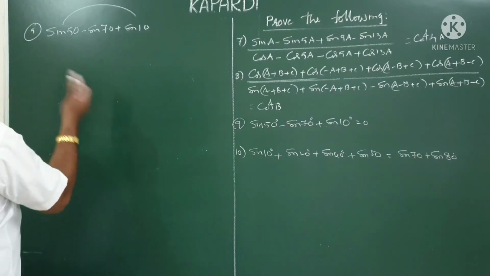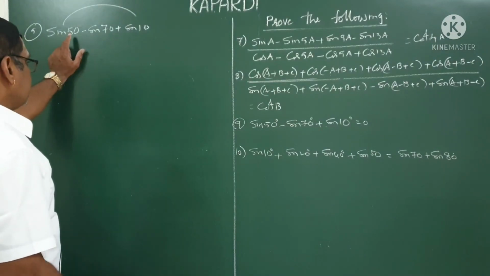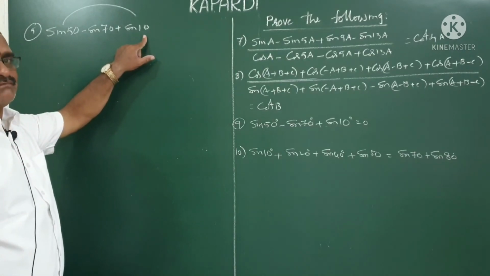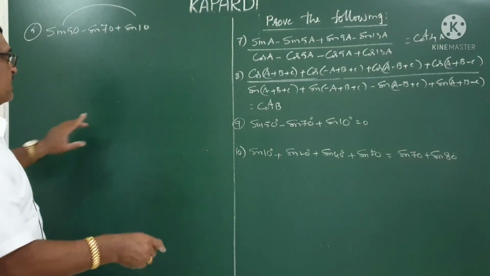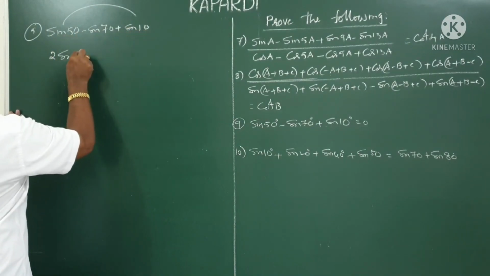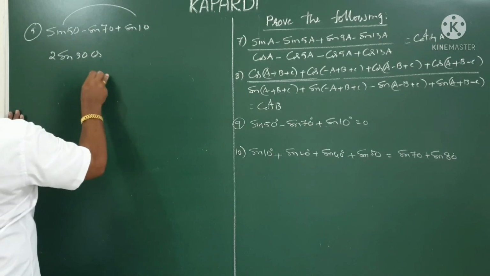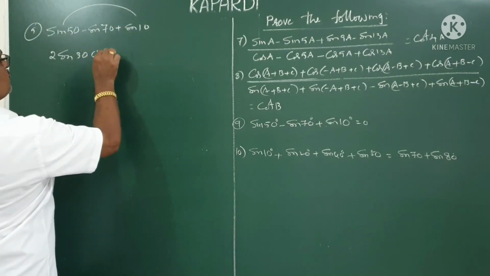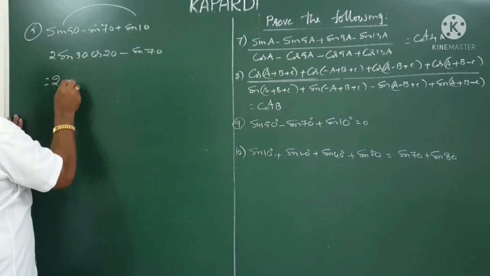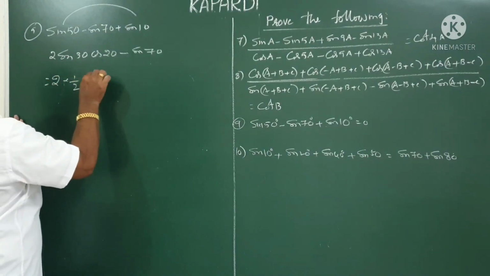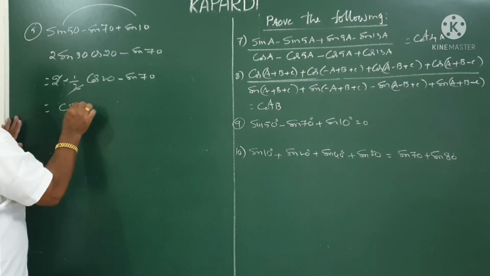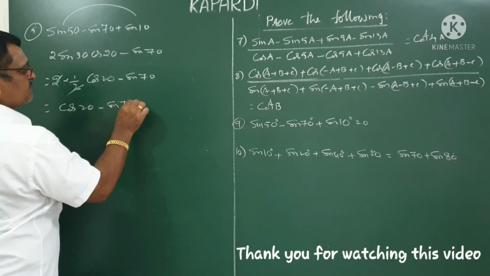Okay. Now, why have I taken these two? Because 50 plus 10 will become 60 by 2, 30. I know the sin 30 value. That is why I have taken that step. So this is 2 sin of 50 plus 10, 60 by 2, 30, cos of 50 minus 10, 40, by 2, 20, you will get minus sin 70, and 2 sin 30 is nothing but half, cos 20 minus sin 70. 2 cancel. Cos 20 minus sin 70.